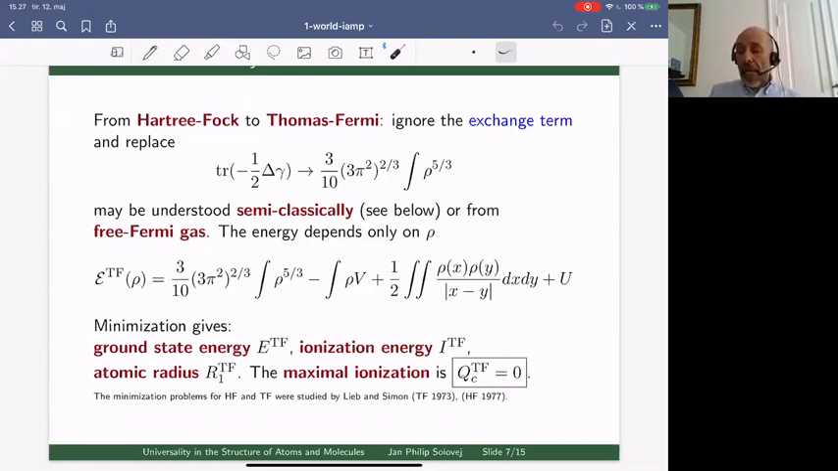And let me emphasize that the minimization problem and the results I have stated here were studied by Lieb and Simon in two papers, one on Thomas-Fermi theory and one on Hartree-Fock theory.